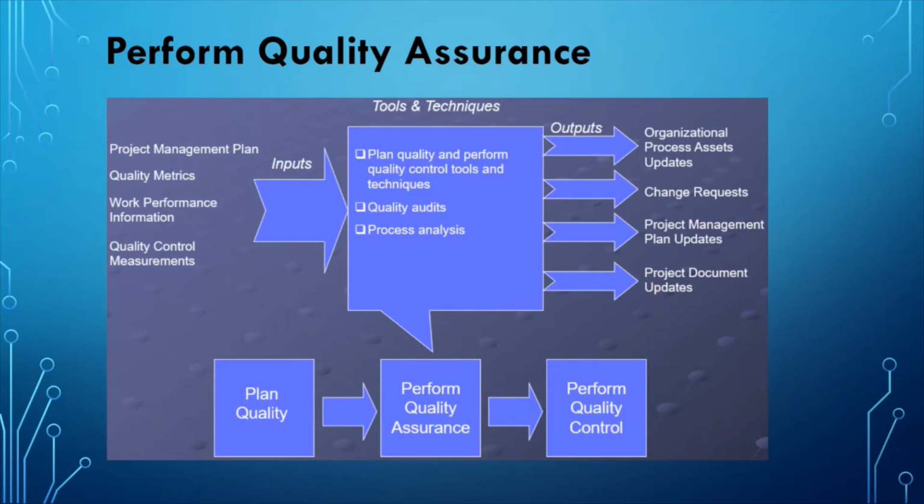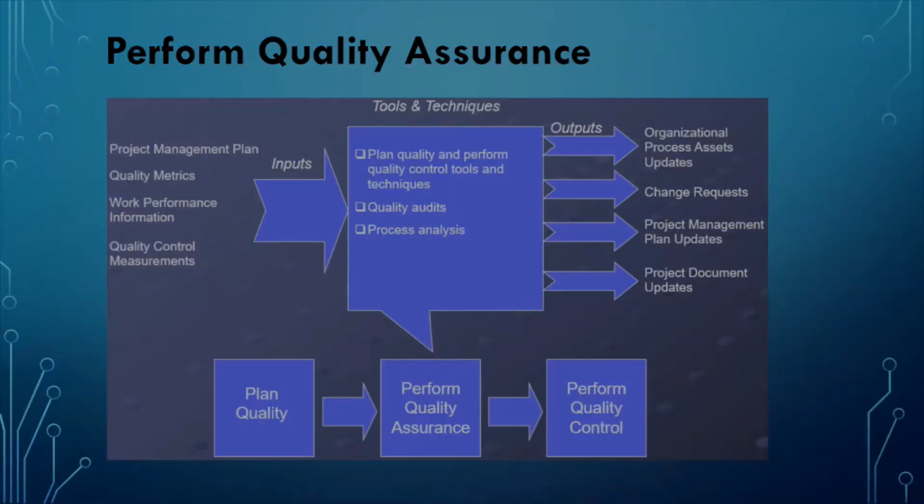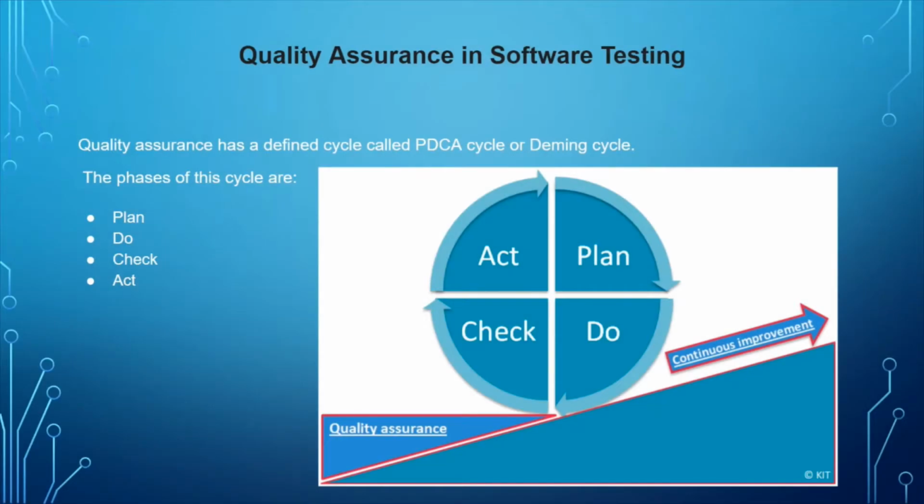Now we will try to understand quality assurance with an example of a software firm which tries to assure quality for its product. Quality assurance has a defined cycle called PDCA cycle or Deming cycle. The phases of the cycle are plan, do, check, and act. These steps are repeated to ensure that processes involved in the organization are evaluated and improved on a periodic basis.